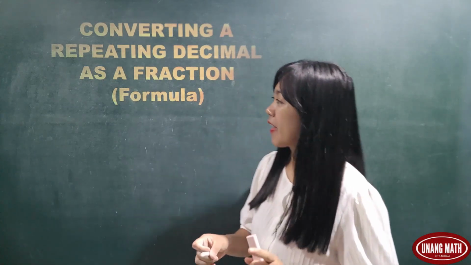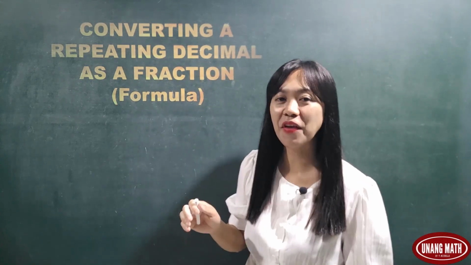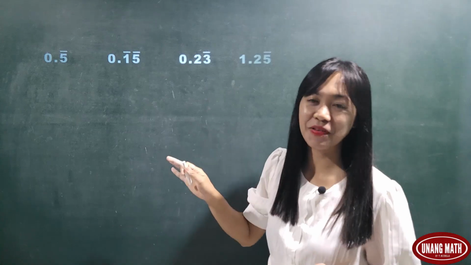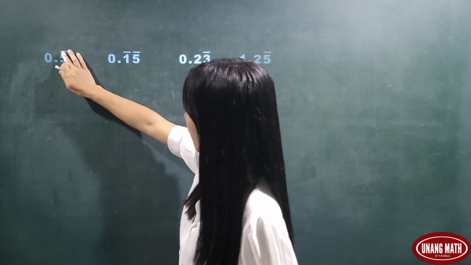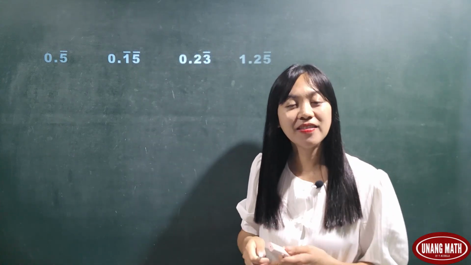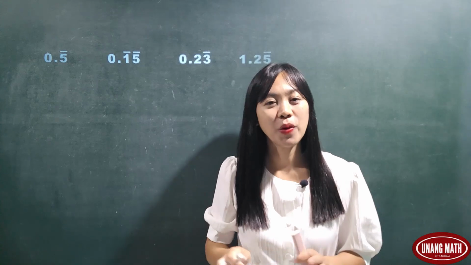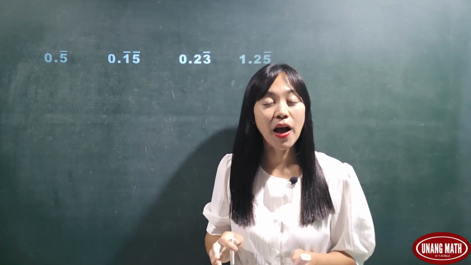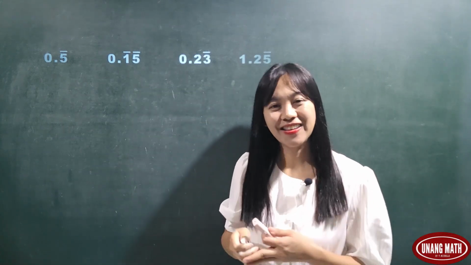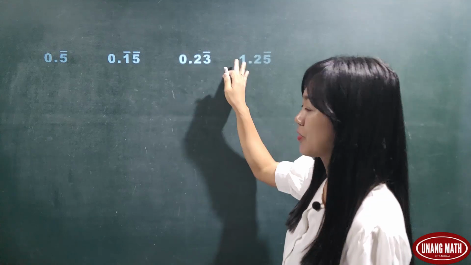In this episode, our lesson is the formula in converting a repeating decimal as a fraction. We have here some of the patterns of a repeating decimal. We all know that these bars or lines on top of these digits mean that these digits repeat endlessly. In our previous episode, we already studied the principles on how we are going to convert these repeating decimals to fractions. Okay, let's use those principles and let's convert these repeating decimals to fractions.